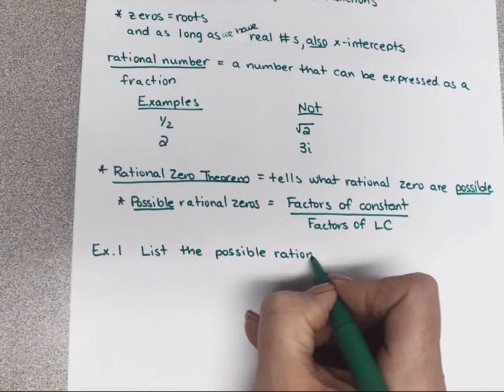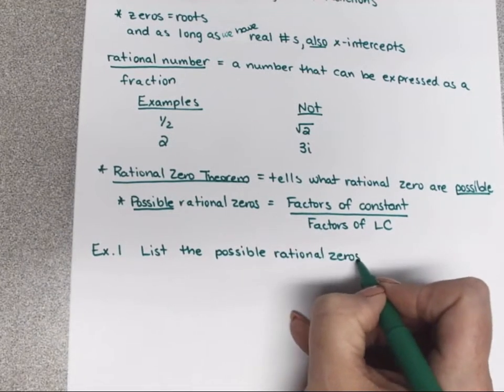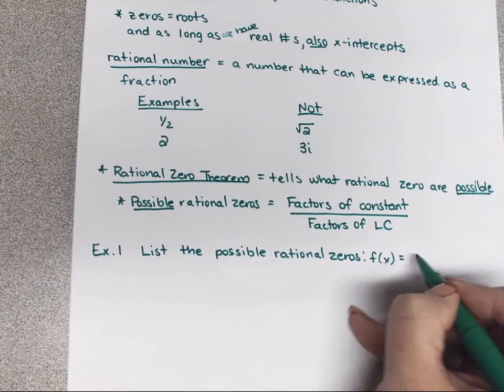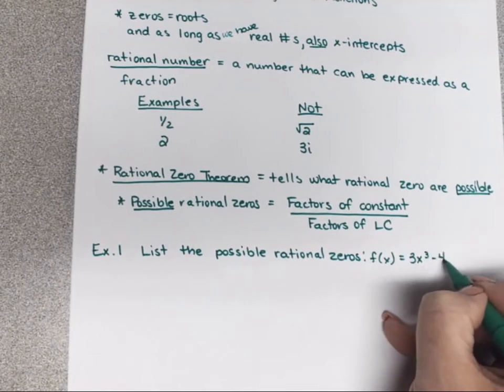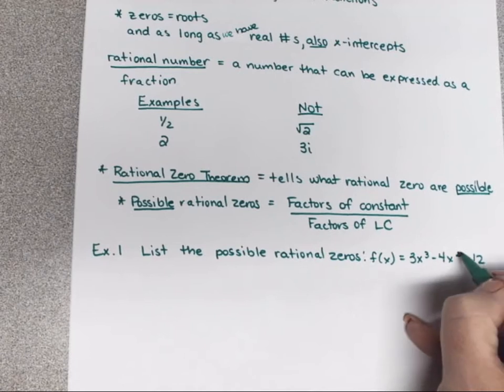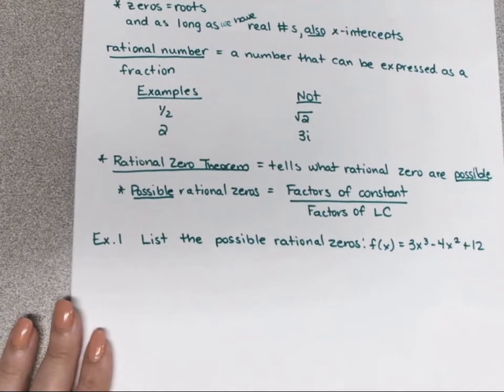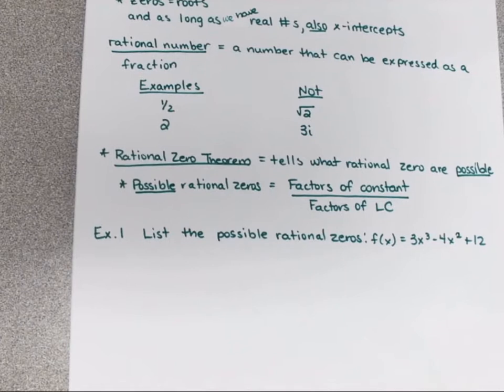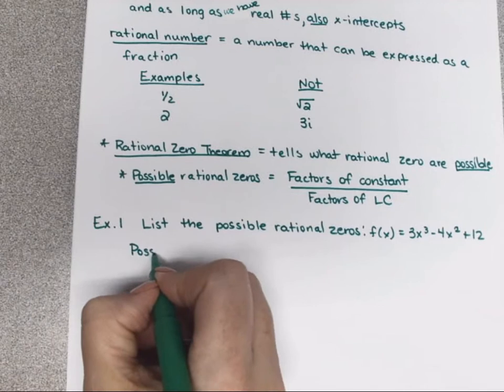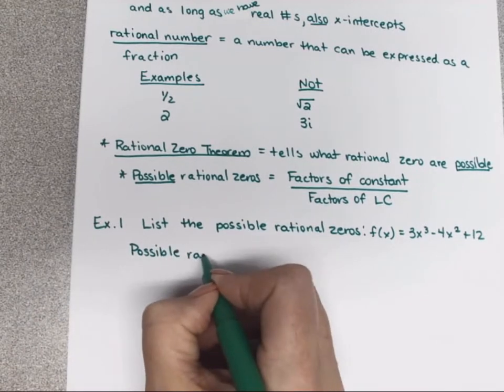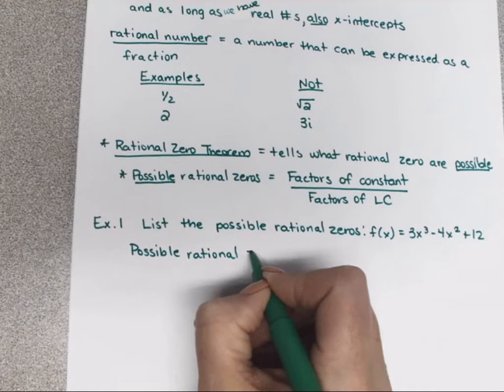So list the possible rational zeros of the following function: 3x cubed minus 4x squared plus 12. So notice this cube thing is not something we know how to factor, right? We only know how to factor things that are squared. Generally, we use the AC method for that, or the quadratic formula when the AC method doesn't work. So let's list the possibilities of things we want to try using our synthetic division process.